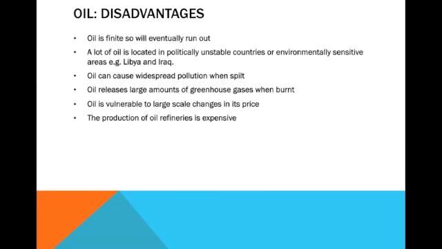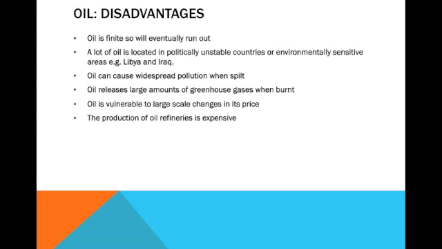But there are also some disadvantages. Firstly, oil is finite, so will eventually run out. Also, a lot of oil is located in politically unstable countries or in environmentally sensitive areas, such as Libya and Iraq. Oil can cause widespread pollution when spilt. For instance, look at the BP oil spill in the Gulf. Okay, what else?